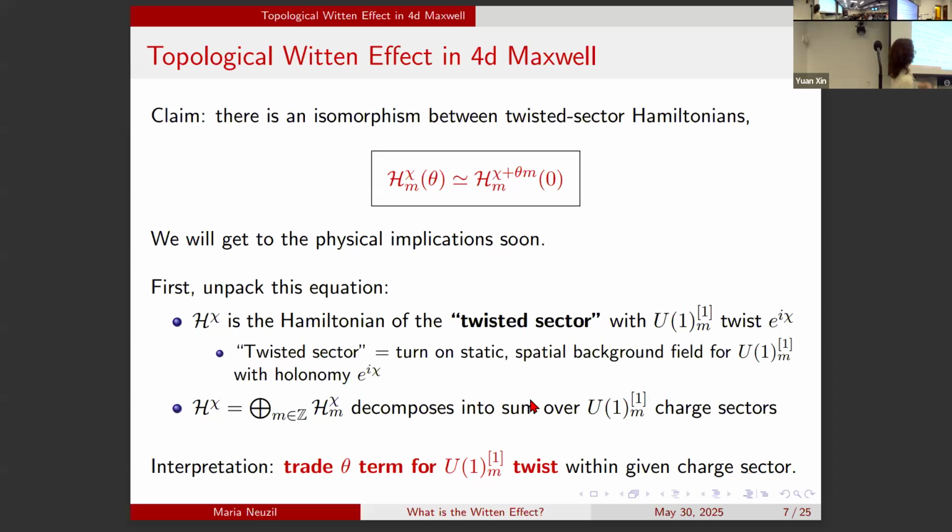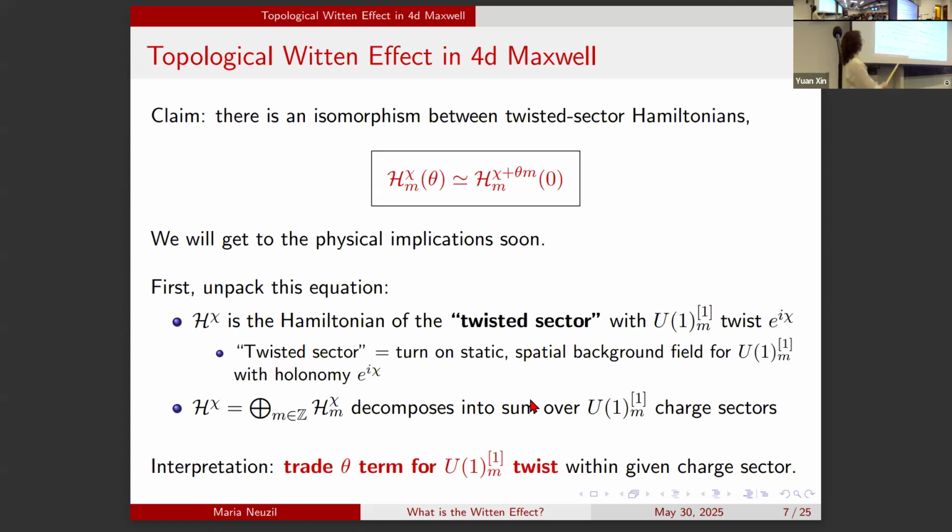We will get to the physical implications very soon, but we'll keep it abstract for just a few more slides. To explain my notation in this equation, I've got H of chi, which is the Hamiltonian of the twisted sector with a magnetic twist chi. All this means is that this is the theory in the presence of a static spatial background field for the magnetic symmetry with holonomy e to the i pi.